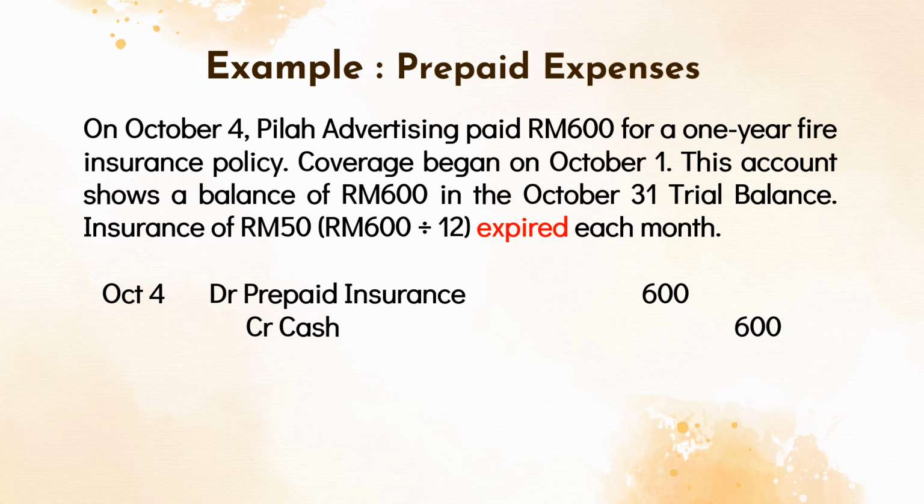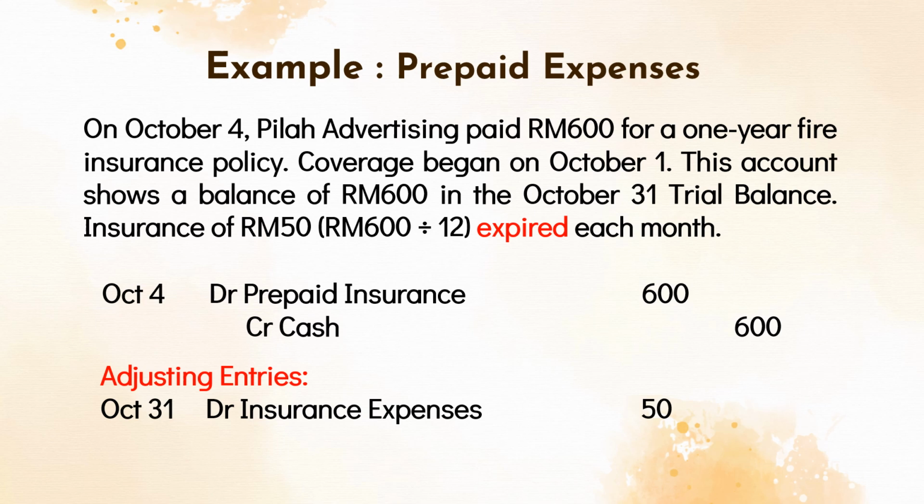So, for adjusting entries, October 31st, debit insurance expenses 50 and credit prepaid insurance 50. We debit insurance expenses because the expenses have been incurred.